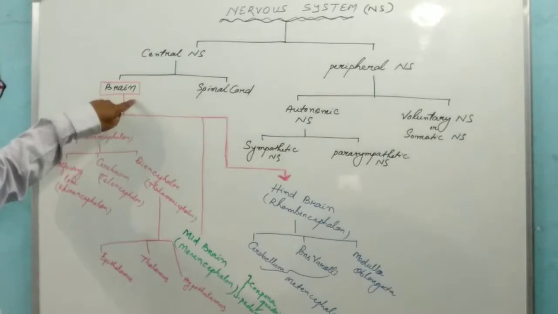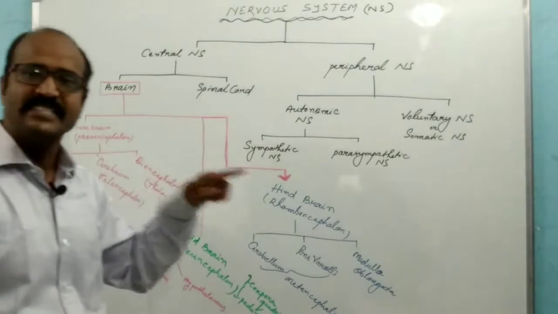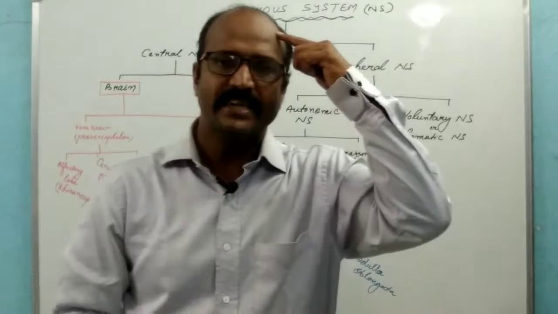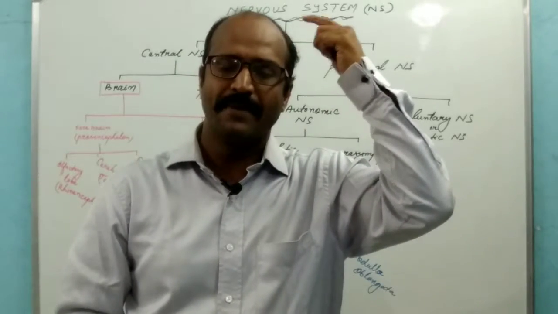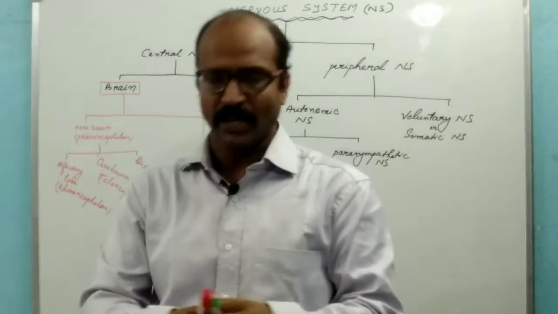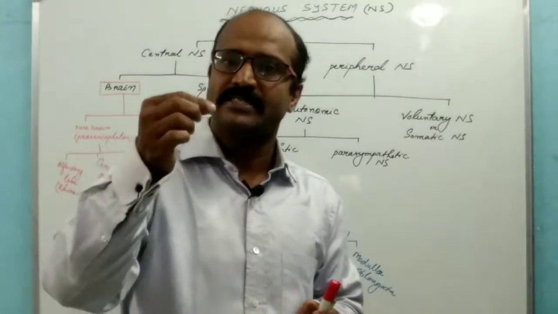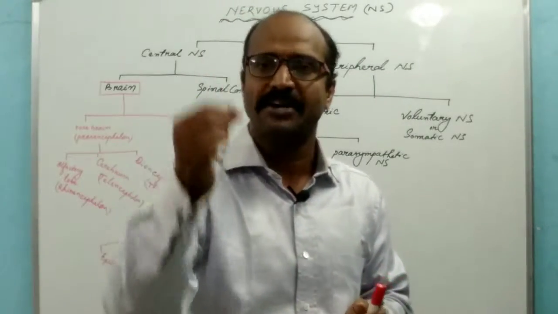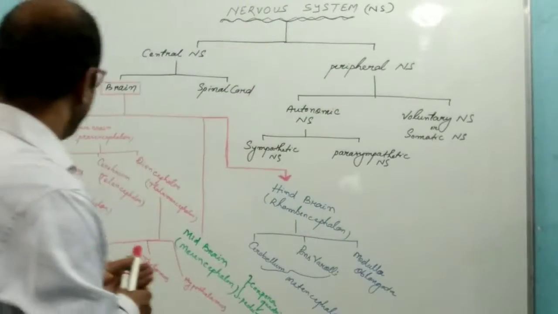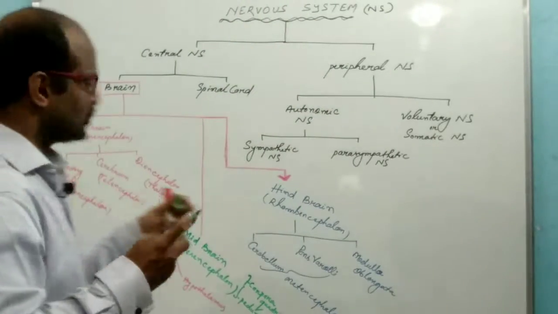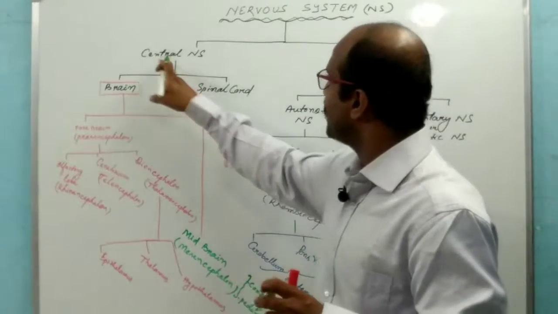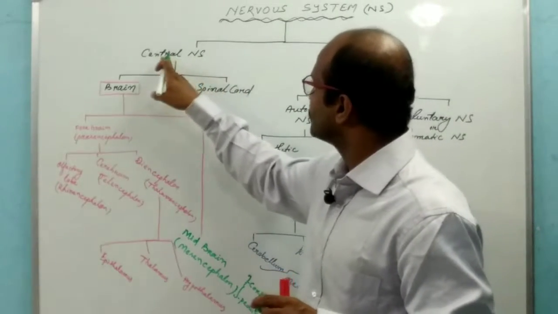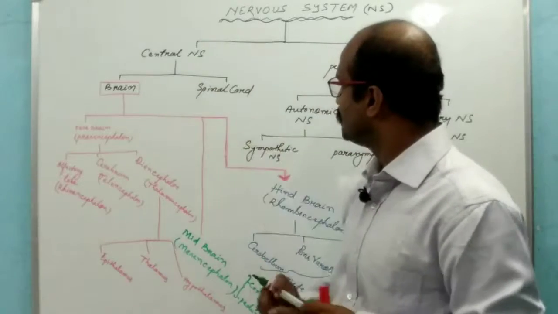The brain, which is also known as the encephalon, is present inside the skull, or the cranium, or the brain box, and the spinal cord is present inside the neural canal of the vertebral column, or the backbone. So the brain and the spinal cord form the central nervous system, or central neural system.